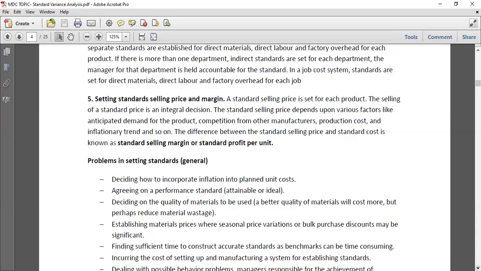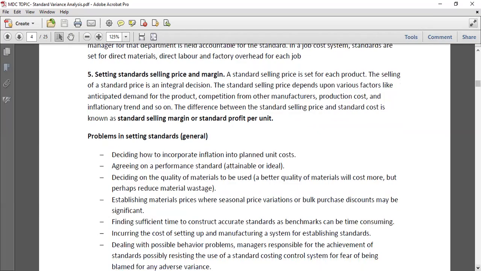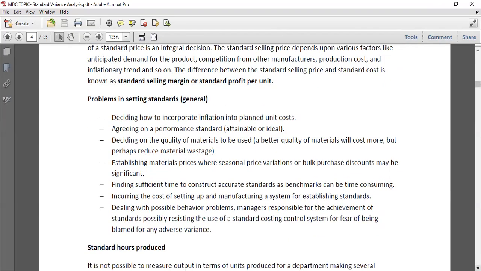And then we have, of course, the problems that might come up in setting standards. And these are basically general. Like we've seen, I think we've just done each of the different elements, materials, labor, overheads, and so on. But then we also have the general ones that you may also need to pick a few of. Of course, one of them is deciding how to incorporate inflation into the planned unit costs, okay? And then the other one is agreeing on the performance standard, whether you are taking attainable or ideal.